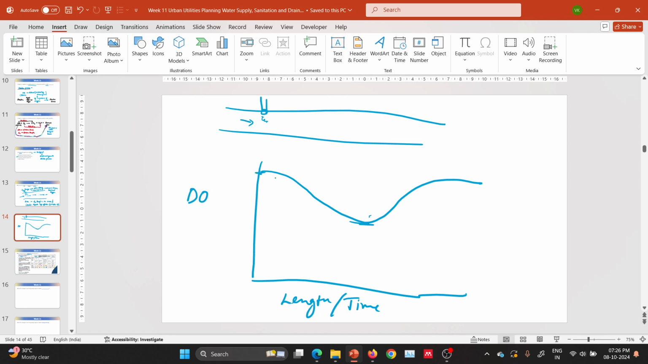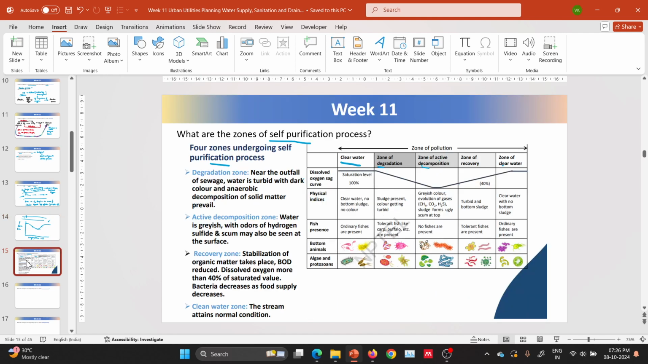So in this case, during this interval, the maximum organic matter is being decomposed, and then only a little organic matter is left. So reaeration is also happening. Because of reaeration, this DO level is increasing. So with length and time, dissolved oxygen in the river. We will learn about this curve in the later slides. So the DO level goes down and then goes up.